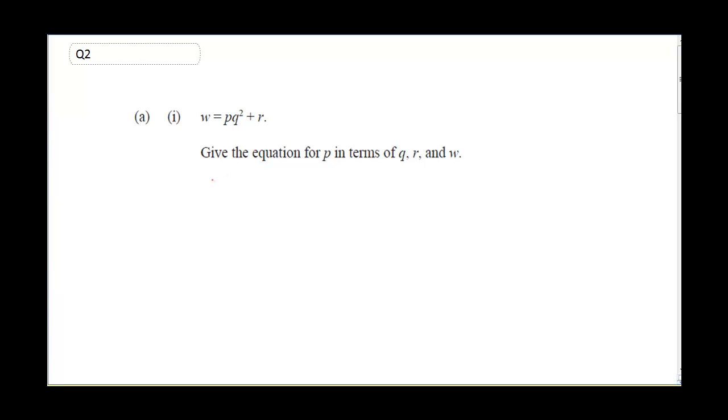In order to solve this question, we're going to say W is equal to PQ squared plus R. The first thing you need to do is collect your like terms. Since we are looking for P, we are going to isolate P. So we will take positive R to this side. This is going to be W. Positive R coming to this side will become minus R, is equal to what? PQ squared.